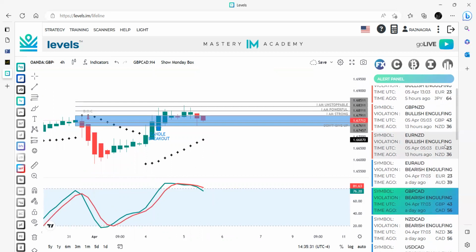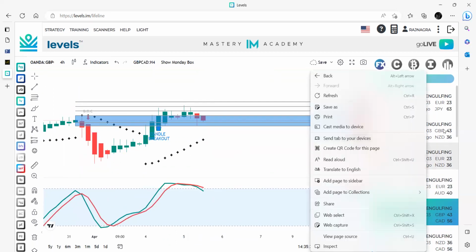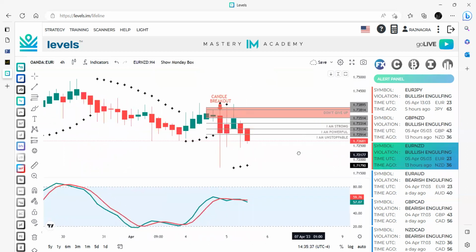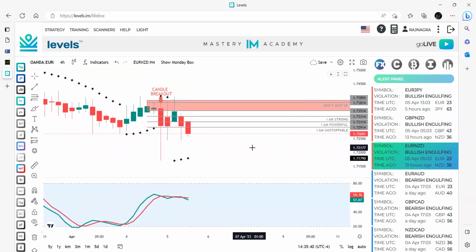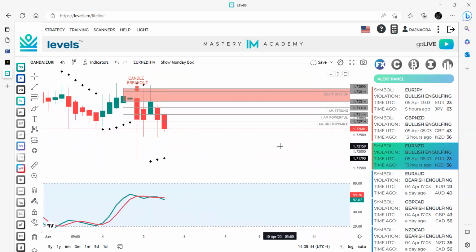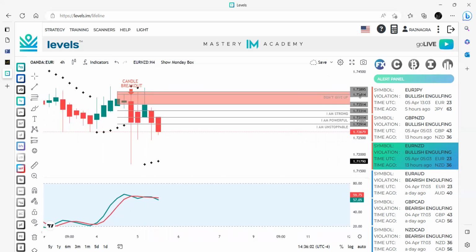Now, GBP CAD again came in a day ago. Let's just have a look at some other trade ideas. Okay, so Euro NZD again. This came in as a sell, as you can see from the red panel. And again, all 3 TPs have been smashed for this trade idea, although it hasn't quite gone in the direction that we're looking for a nice, clear trade to go in.